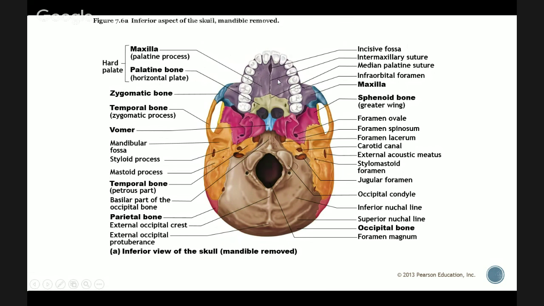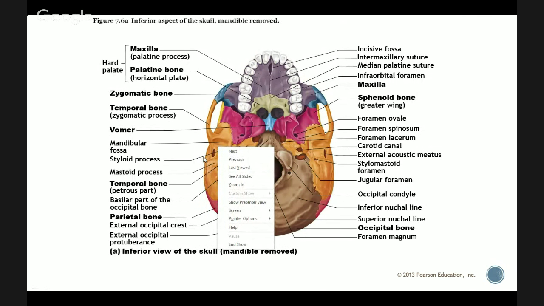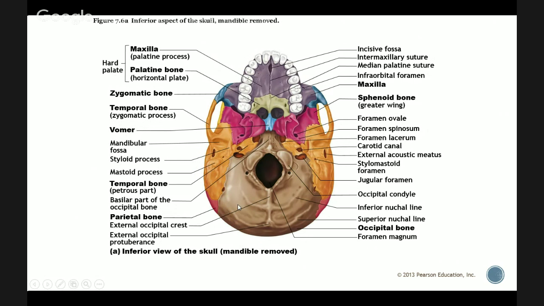Here's the maxilla, like I said before. Palatine bones here, the vomer right here, sphenoid right through here, temporal and occipital, foramen magnum, and then the occipital condyles.